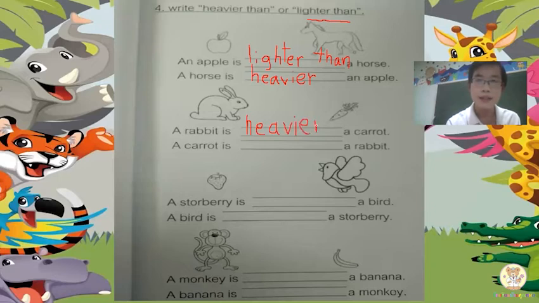Okay, let's write together. So you can see clearly that a rabbit is bigger than a carrot. So that's why we use the words heavier than. You can see that a carrot is smaller than a rabbit. So we need to use lighter than, right? So everybody, you can write it down. Lighter than. Okay, so it's not difficult at all.